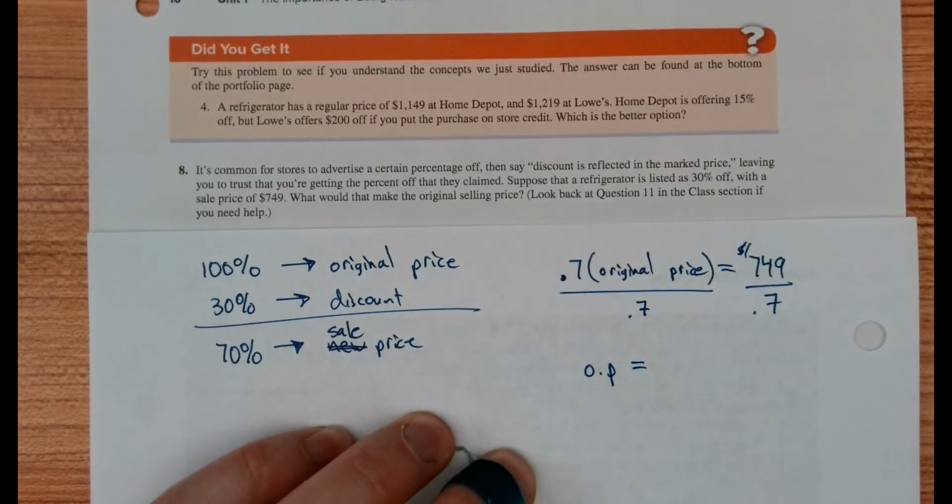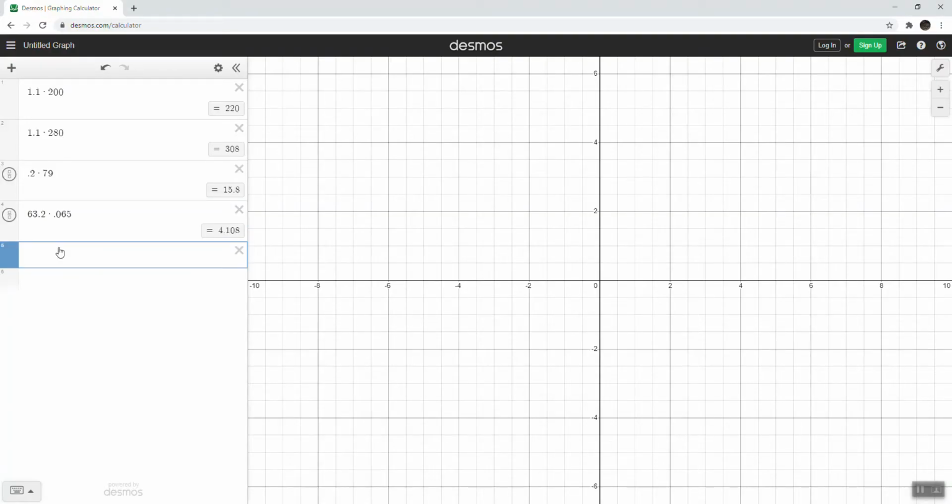And I'll flip over to Desmos to do this. So 749 divided by 0.7 gives us 1070. Now, I want to show you something real quick. Remember, we said that we got a 30% discount. So let's quickly calculate what's 30% of 1070. 0.3 times 1070 gives us that discount. So the amount of the discount is $321.